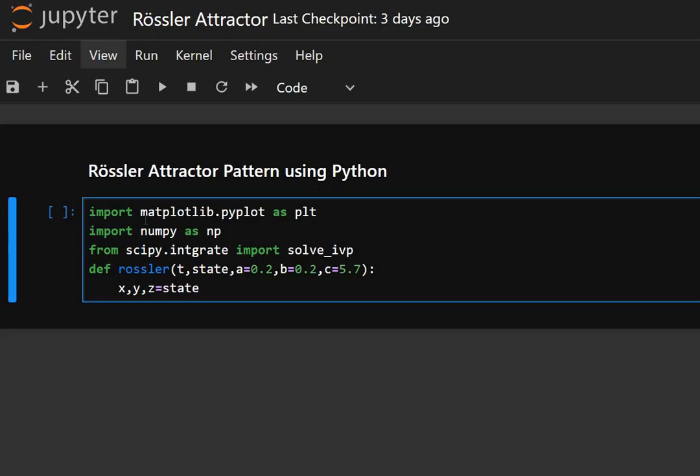So the function Rossler returns the derivatives dx/dt, dy/dt and dz/dt for a given state x, y and z, and parameters a, b, c control the system behavior. The Rossler system is a famous chaotic system.